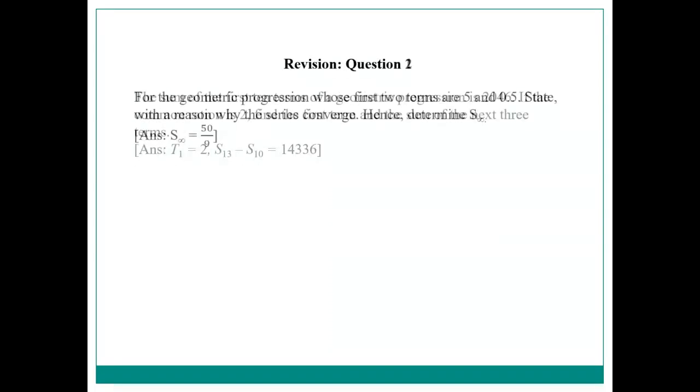Okay, next, let's try this one. Question 2, revision. For a geometric progression whose first two terms are 5 and 0.5, state with a reason why this series converges, and hence determine the sum to infinity. All right. So this question has given you the first two terms, right? So T1 equals 5 and T2 equals 0.5. So state with a reason why this series converges. It must be related to the common ratio R, right?